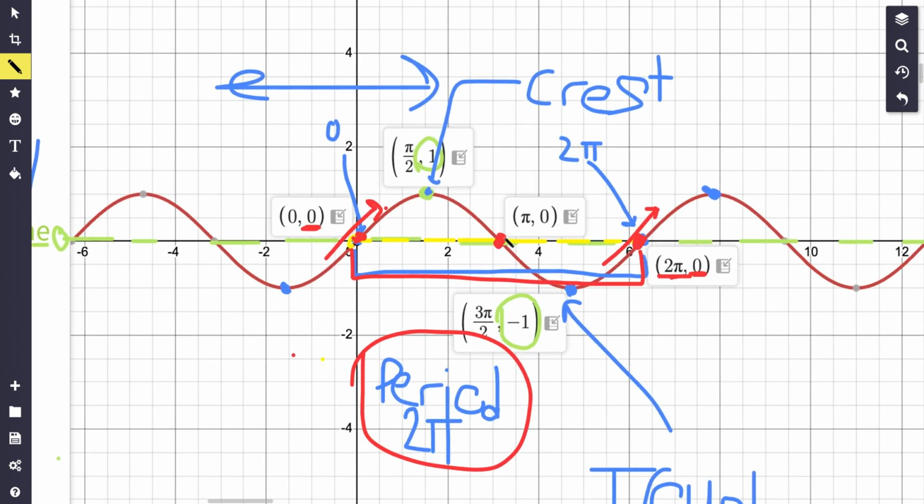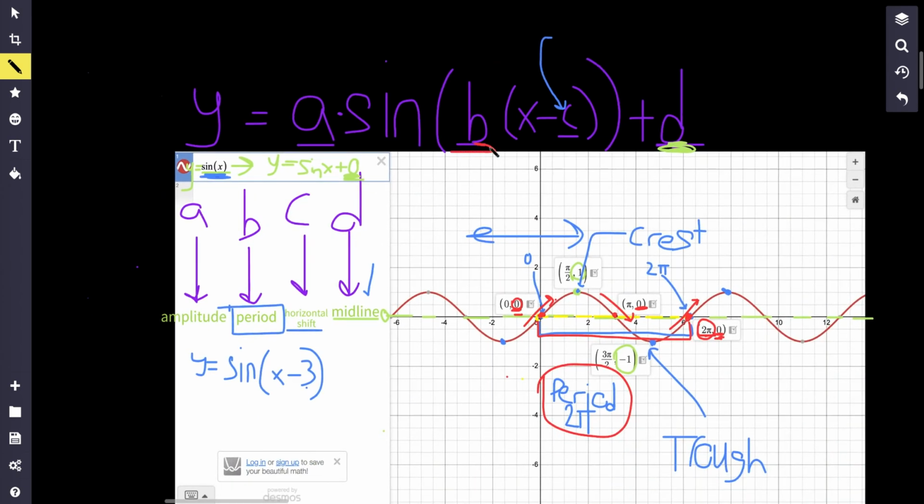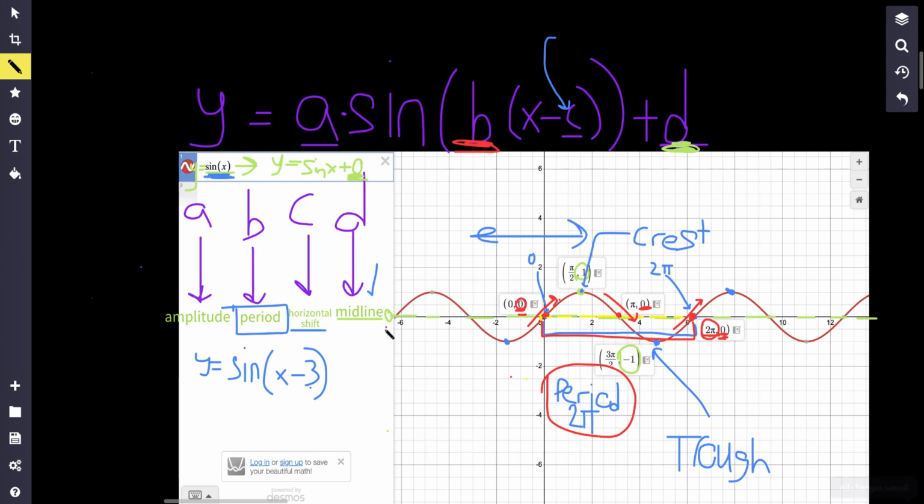You might be wondering, why isn't this point pi comma 0? Why isn't this point a period on the graph? Even though these 2 points have the same y value, this point right over here is going downwards. It's not going the same direction as the 0, 0 point. To summarize, a period is how long it takes for the function to go back to the same y value in the same direction.